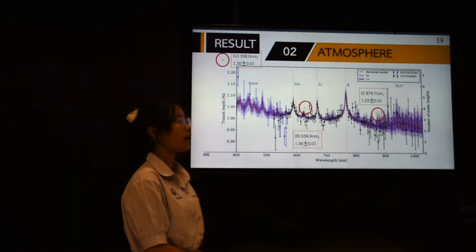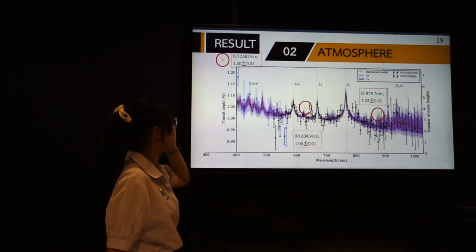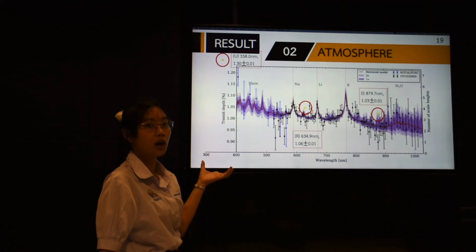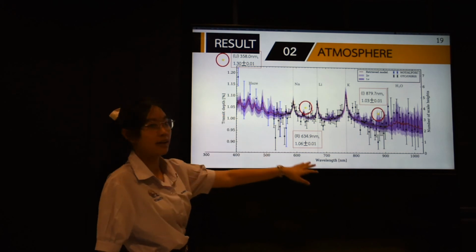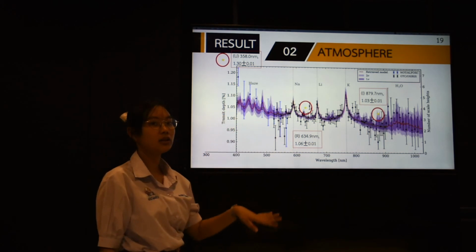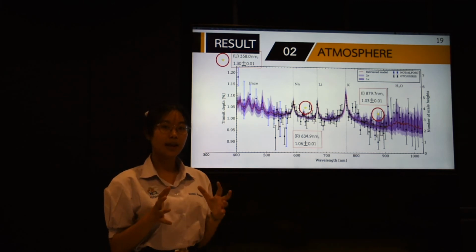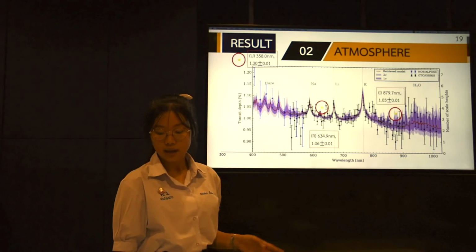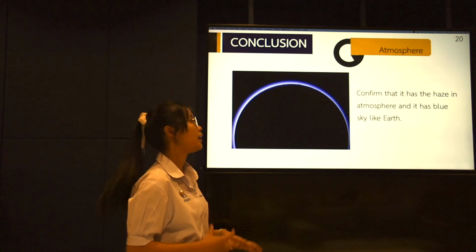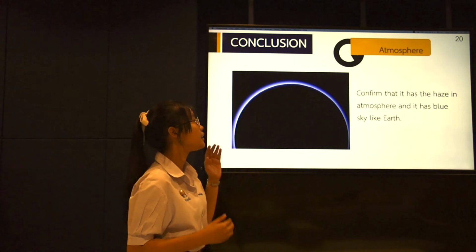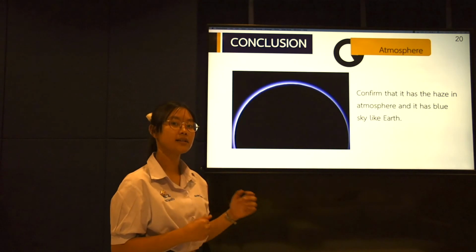But the interesting thing is this plot. This plot is from the U band. It's special because no one has observed it before. So you will see it is higher than the other plottings. That tells us that in this U band, the planet is bigger. So the conclusion is we confirm that it has haze in the atmosphere, and the sky on the planet has a blue sky like the sky on Earth.